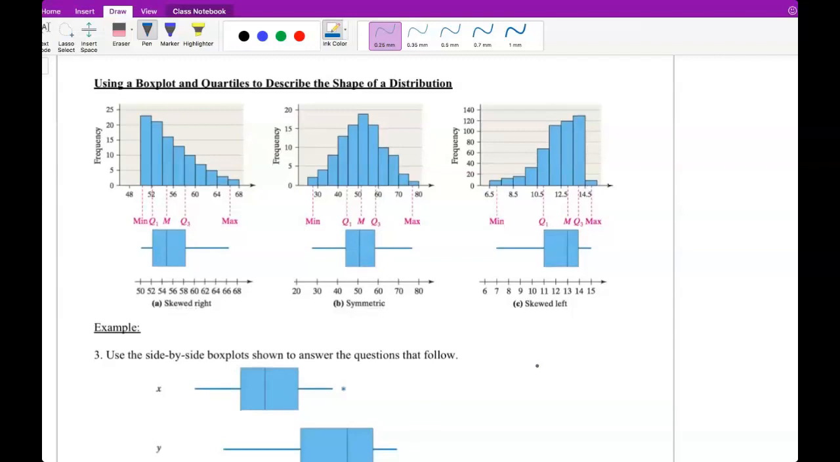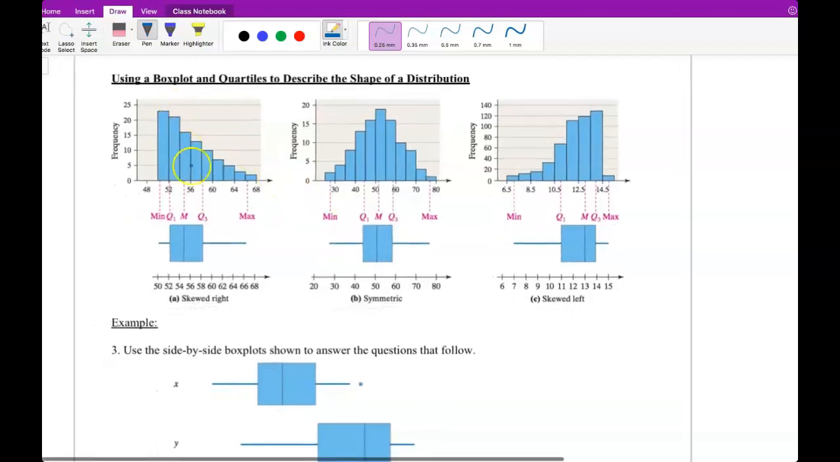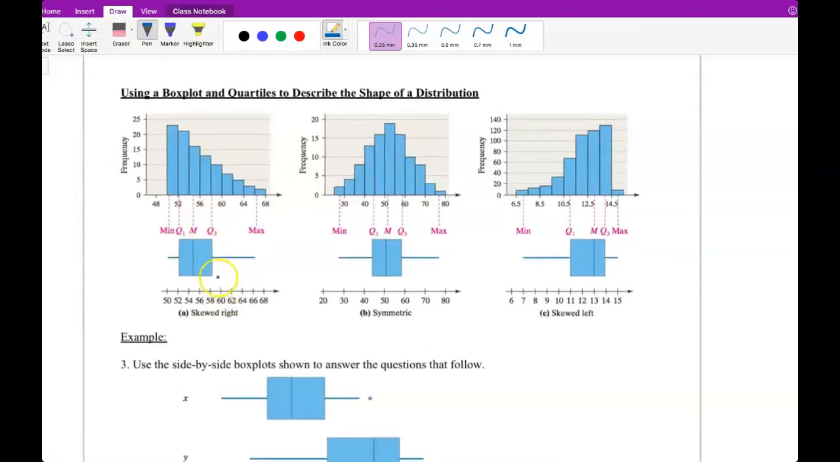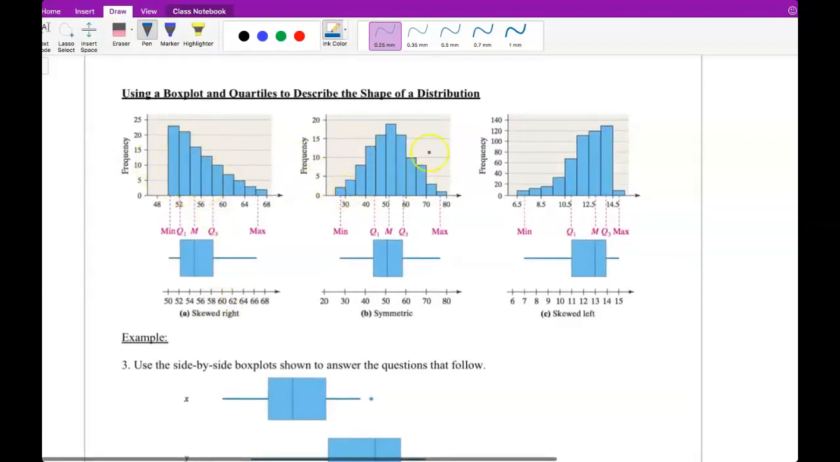Okay, now next page here. On this board we have skewed right, skewed left, and bell-shaped. Okay, we already had all these in previous sections. Now instead of these histograms, we have box plots. So this one on the left we have skewed right. Here is symmetric, bell-shaped, and this one is skewed left.